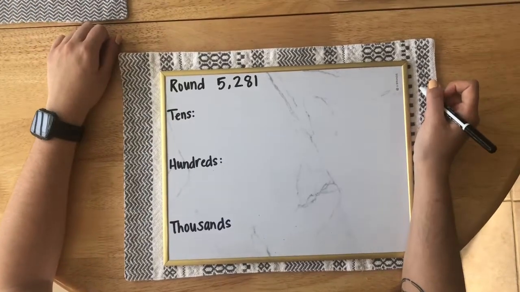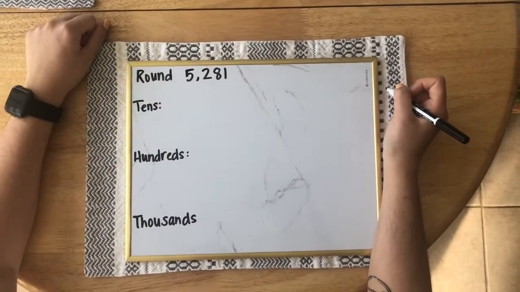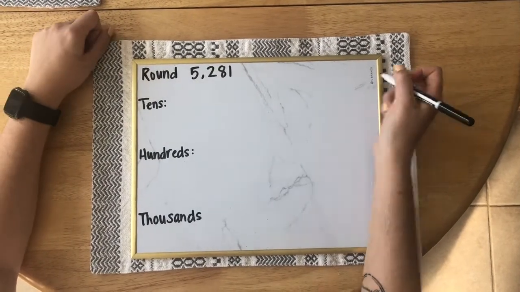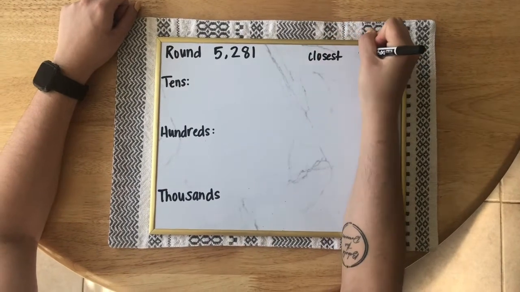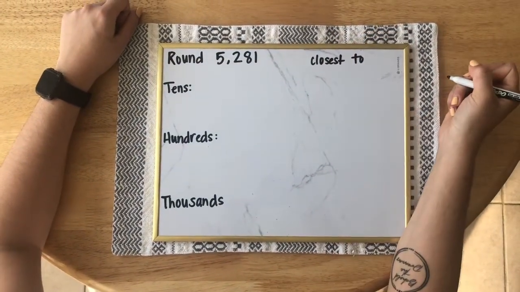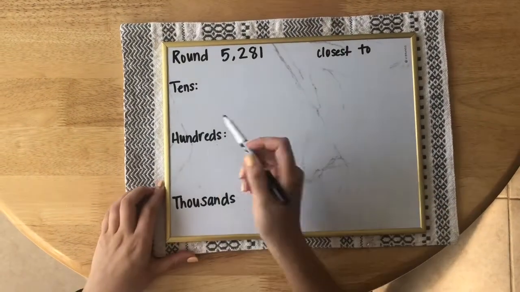Today we're going to learn how to round to the nearest tens, hundreds, and thousands using the number line strategy. So when we're rounding a number, what we're doing is we're trying to figure out what it's closest to. Okay? And when we figure out when a number is closest to another number, it's easier to use. Let's take a look at this.